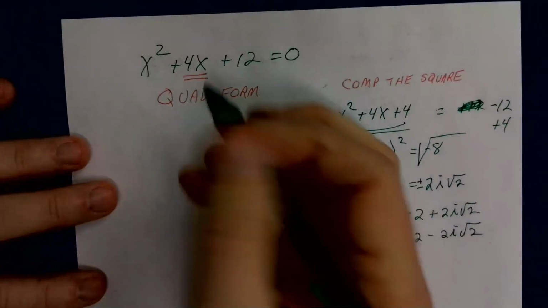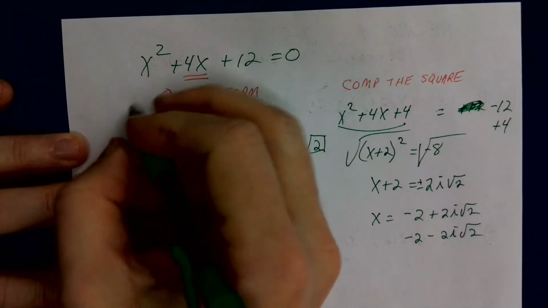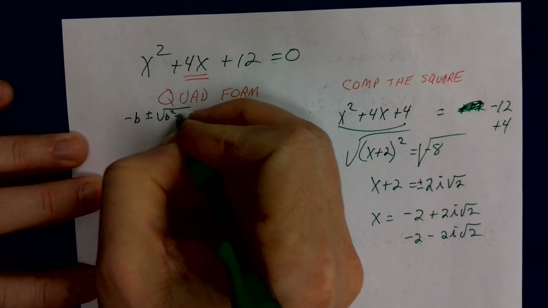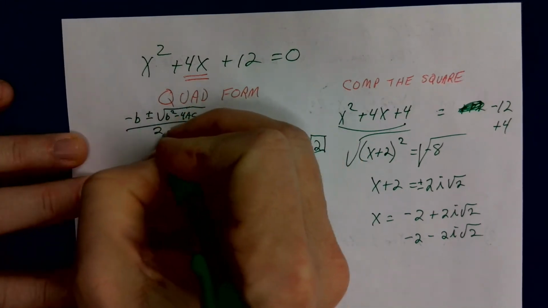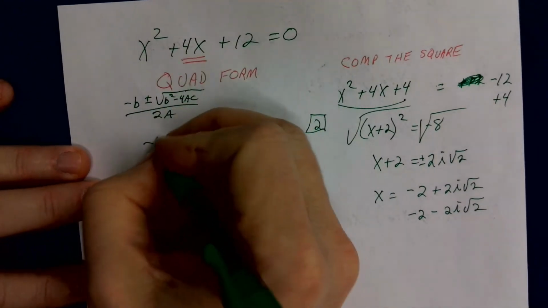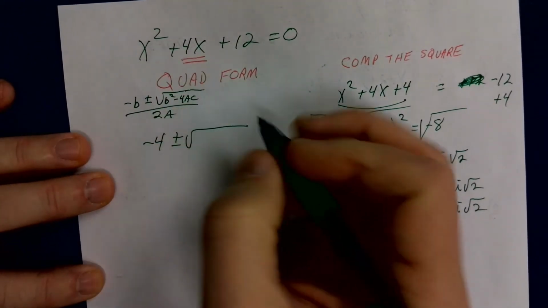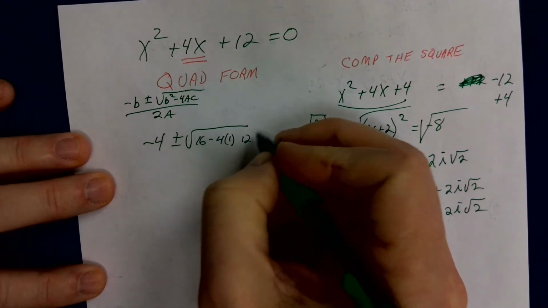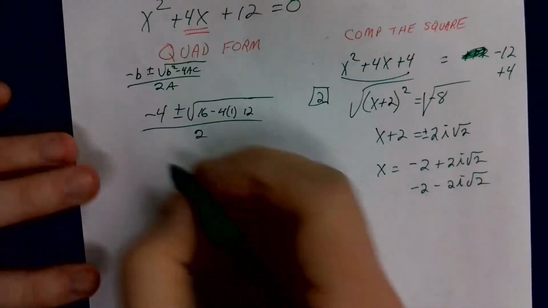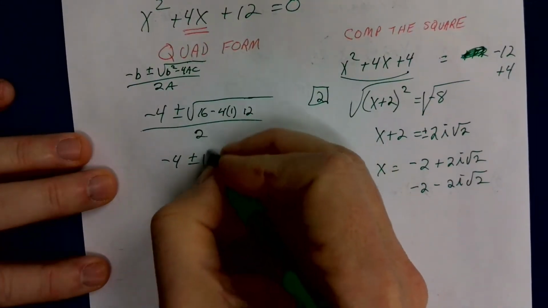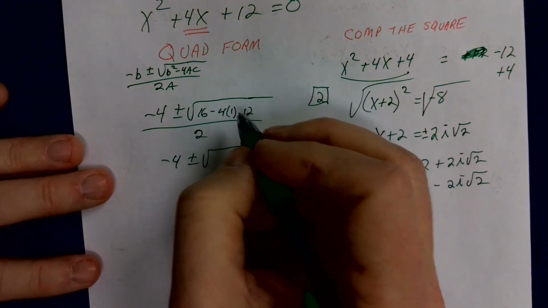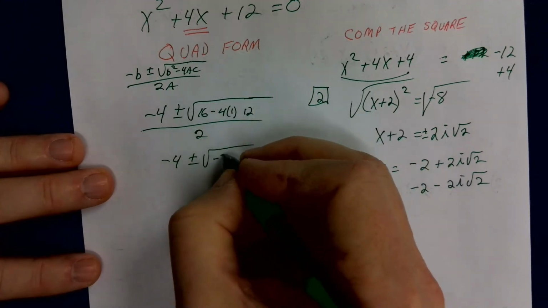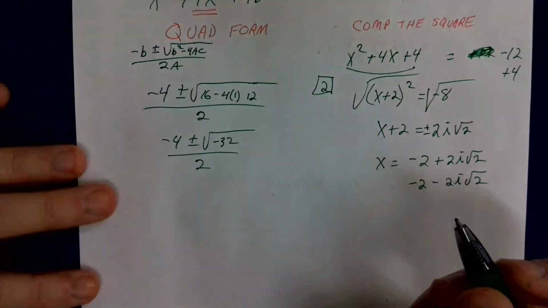Whew. Let's see. So, quadratic formula. Negative, I'll write it down. Negative b plus or minus the square root of b squared minus 4ac all over 2a. So negative b is negative 4 plus or minus the square root of b squared. So that's 16 minus 4 times 1 times 12 all over 2. Negative 4 plus or minus the square root. 16 minus 48. Right, 16 minus 48, that's negative 32 all over 2.